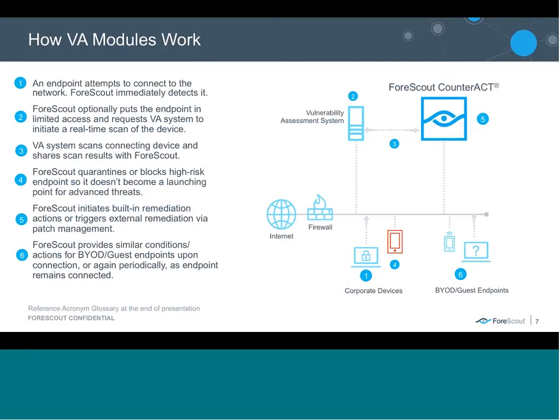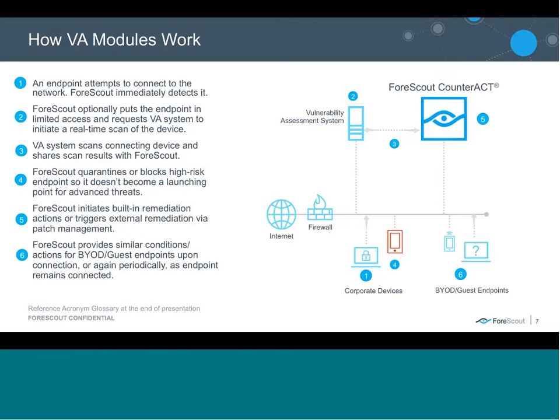Typically, an endpoint connects to the network. Counteract detects it. Counteract requests that the VA system do a scan. The VA system reports the results of the scan to Counteract.